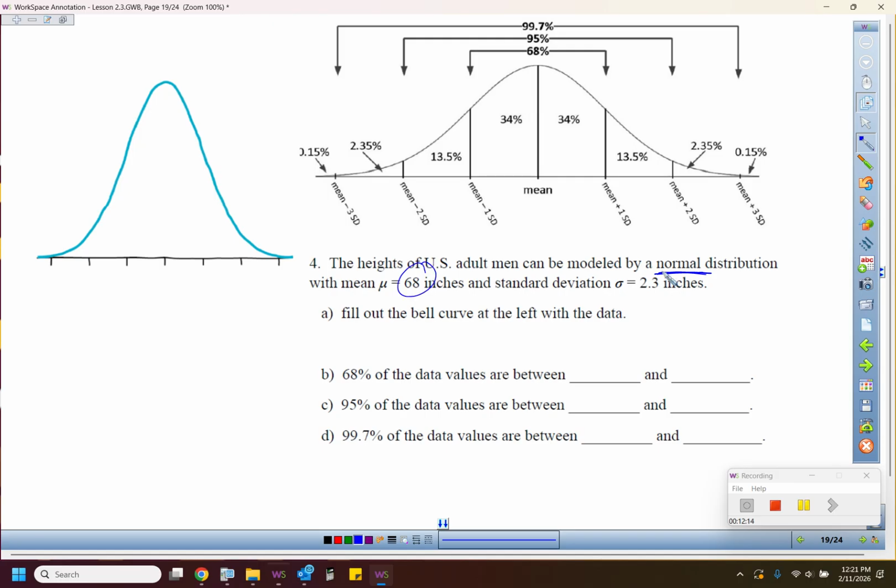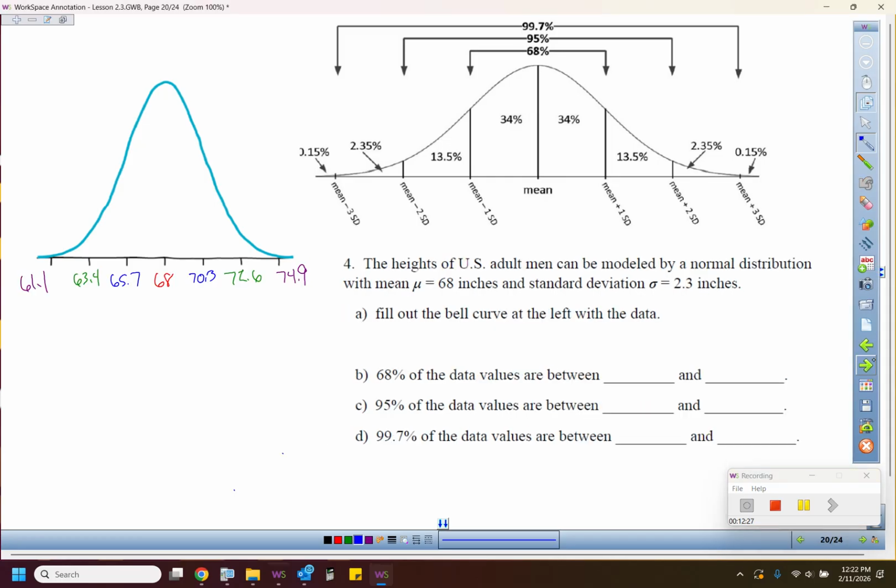Do you see how they give you a mean and a standard deviation? Put that into the applets. Once you get it in the applet, go put the numbers on the normal curve bar like that.